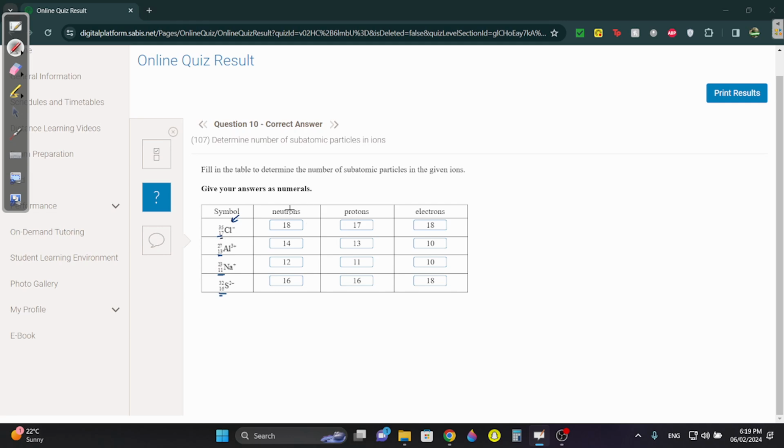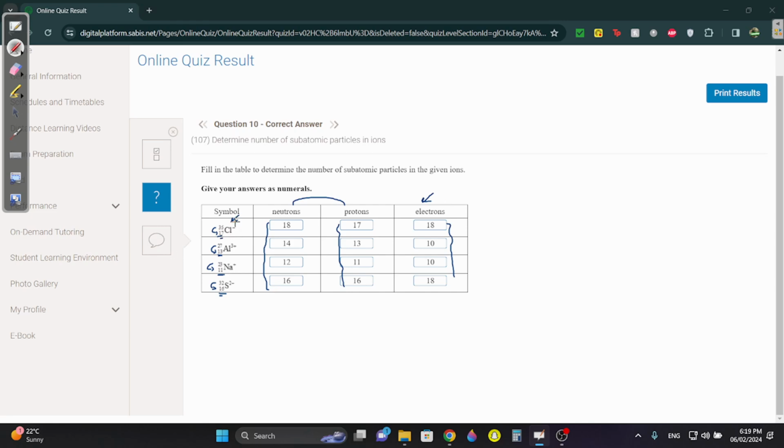Okay, then the neutrons, you just do 35 minus 17, 27 minus 13, 23 minus 11, 32 minus 16, and you get these numbers. Okay, and the protons, we got these. Electrons, okay, always have your neutrons and protons before the electrons.